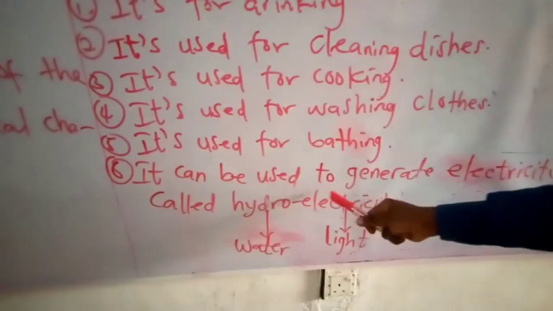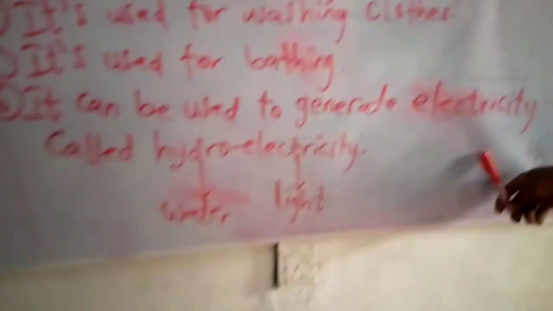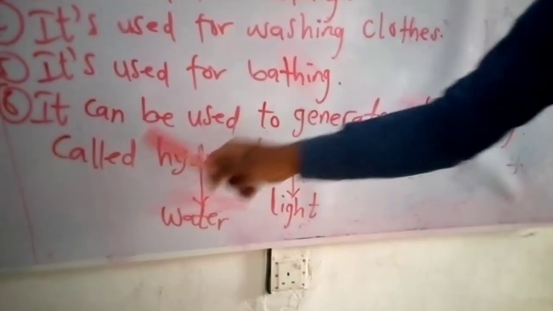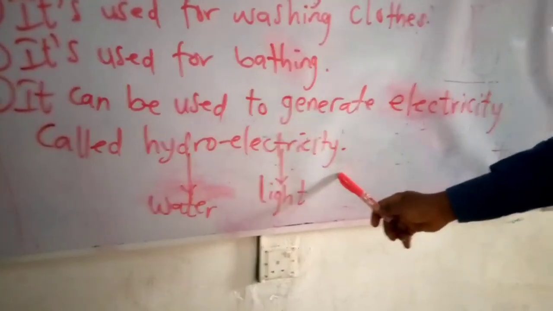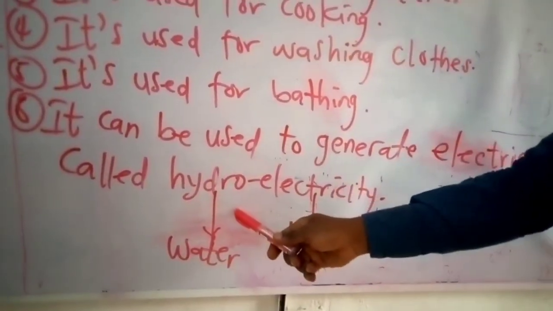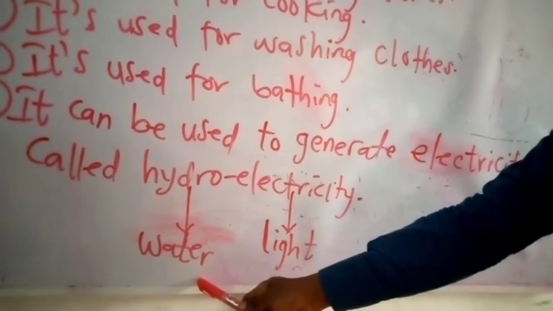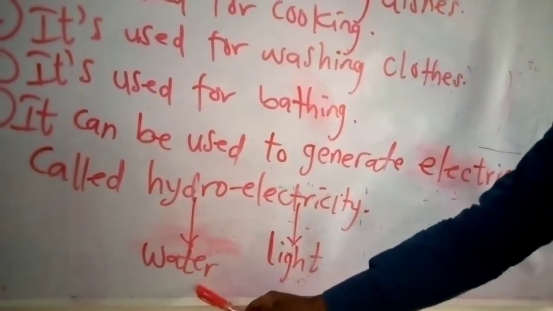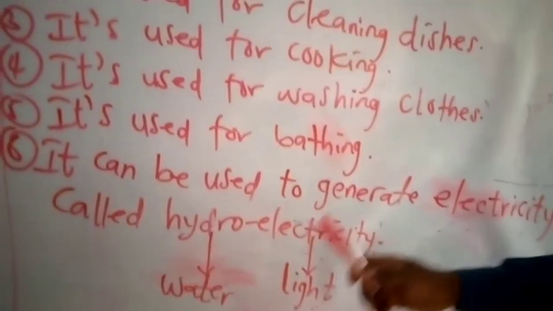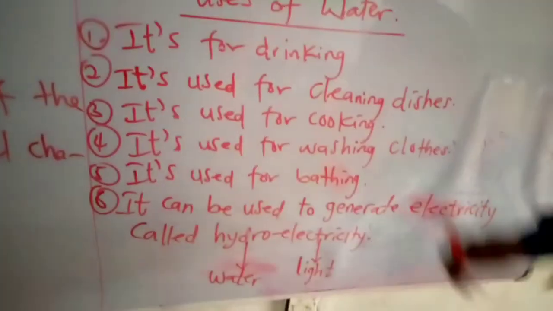Good water is used to generate electricity. Water can be used to generate electricity, which is called hydroelectricity. Let me hear you. Hydroelectricity. Fantastic. Hydro means water. Electricity means light. So the light you enjoy in your houses can be generated using water.